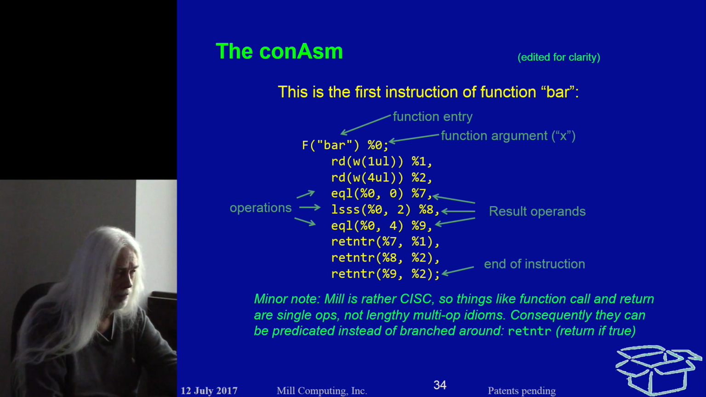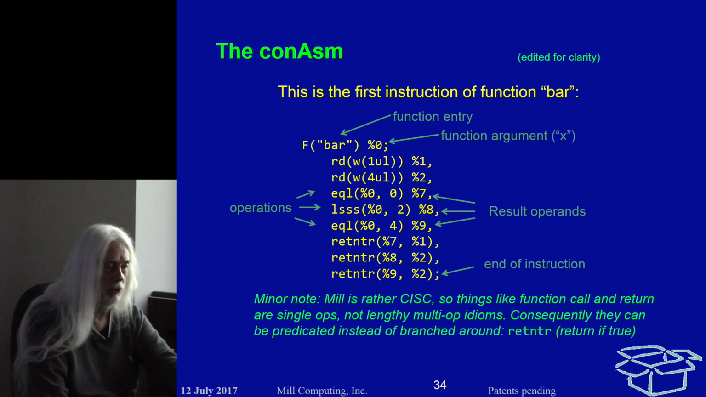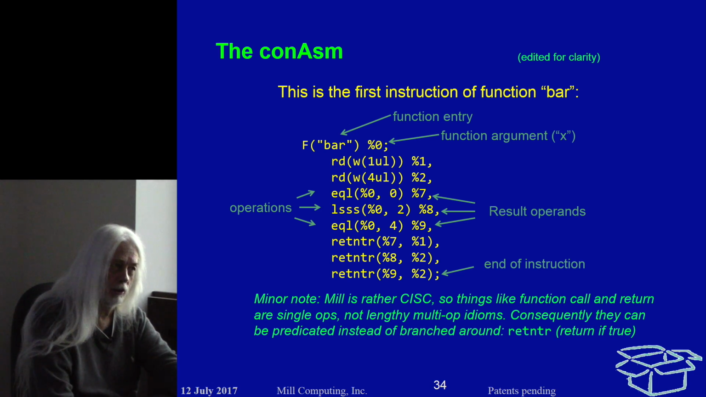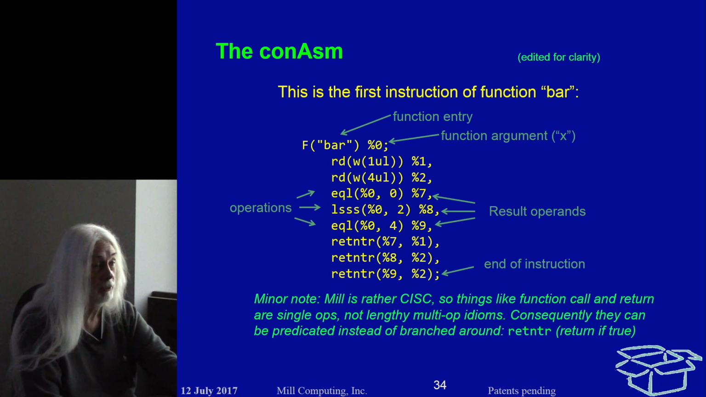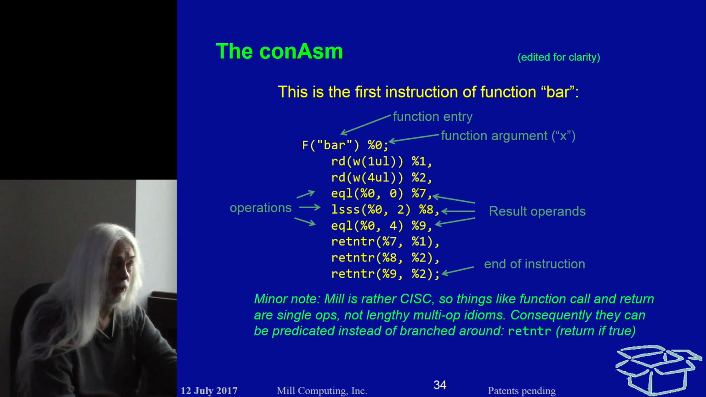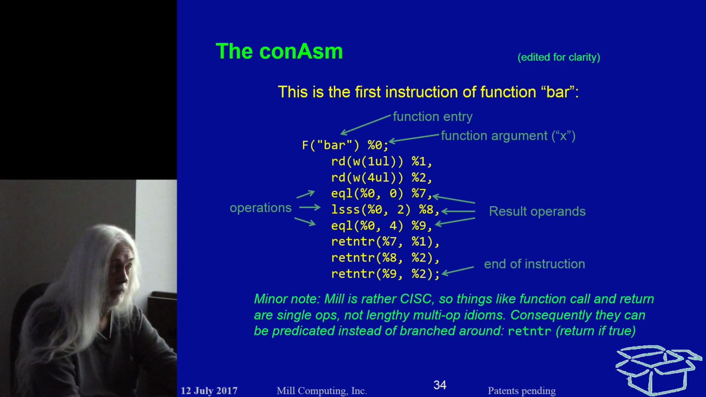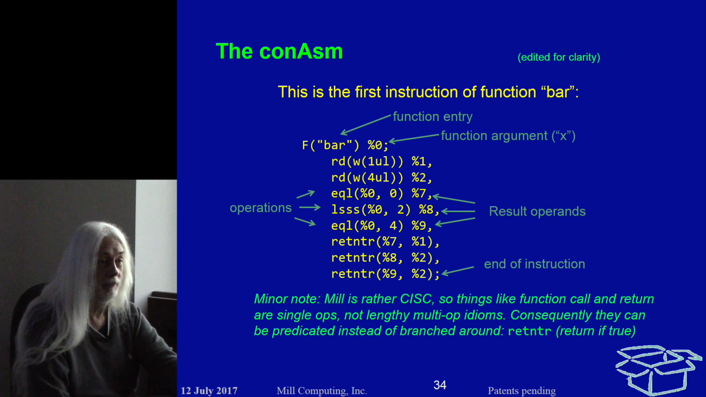A minor note here. Mill is somewhat CISC. So, for example, operations which require an idiom or complex setup code on a typical RISC are one instruction on a Mill, and particularly call and return are one instruction with lots of different arguments depending on what you needed. And because they're only one instruction, they can be predicated. You can hang a bool on it saying whether to do it or not. And in this case, the RENTR down at the bottom, that is return if true. So if the bool is true, then we do a return. If the bool is not, we don't do a return, and it saves us having to jump around a return operation.